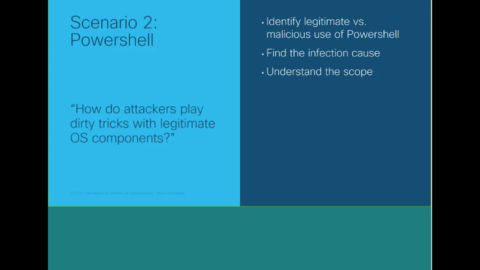We don't have an alert to which we're responding. We have a hypothesis. The first part of a threat hunt, in any of the formalized documentation of the threat hunting workflow, is actually called the hypothesis. We have an idea: this is a thing that might have happened on my network. How would I even find out about that? In this scenario, we're going to try to identify legitimate versus malicious uses of PowerShell. If we find one, then we have an incident to respond to. We're going to find the infection cause and understand the scope of the infection.